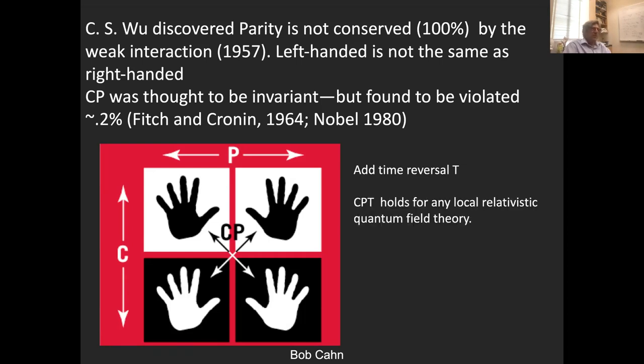So if you add time reversal, then you take particles, you change their charge, you switch left to right, and you make time go backwards. That's a CPT transformation. And CPT should hold for any locally relativistic quantum field theory. Fancy words, it means that the equations we use to describe the elementary interactions all obey CPT. So any violation of that breaks those equations.